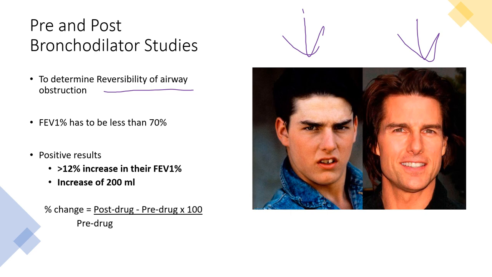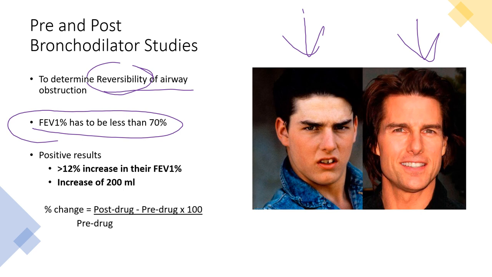So you want to see that FEV1%, in order to do this to begin with, it has to be less than 70%. So when you do their baseline without any medication in their system, it needs to be less than 70% overall. When we see this, like I said, it's trying to look at reversibility. And if they're over 70%, that's within their normal limits. So what's the point of doing it if they're within their normal limits? That's why they say it's got to be less than 70%.